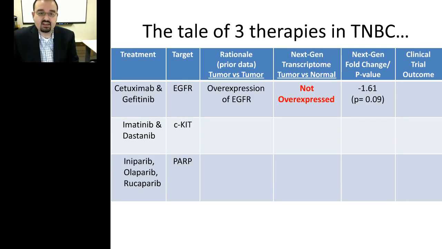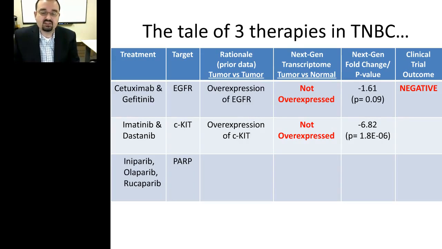That doesn't mean that it hasn't been tried, and there are now roughly 6 to 7 phase 2 clinical trials testing targeted agents in triple-negative breast cancer. What I show here is actually the conglomerate of those trials, where on the left I show the treatment that was used in the phase 2 clinical trial, the target, the rationale for testing that target based on previous tumor versus tumor data, and then also what we see in the tumor versus normal data.